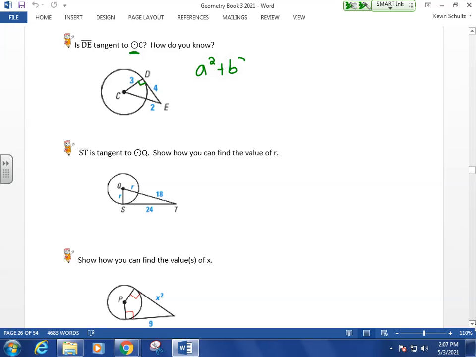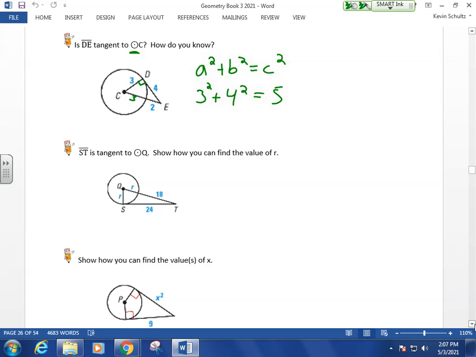Pythagorean theorem, a squared plus b squared equals c squared, where c is the hypotenuse. So a squared, our radius is 3, plus b squared, our other leg, is 4. What's the length of our hypotenuse? CE. Nick? 5. Why is it 5? So 3 is the radius. Yes, very good. We're only given that 2 there, but because CE goes from the center to the edge, this section of it is another radius, which makes the total length of CE 5.